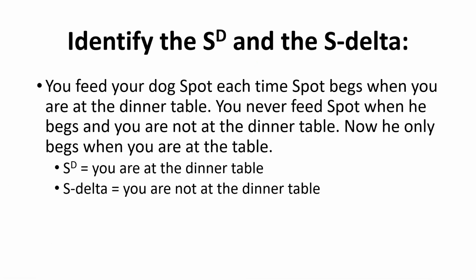Okay, so let's walk through a couple of examples outside of the lab. You feed your dog Spot each time Spot begs when you're at the dinner table. You never feed Spot when he begs and you are not at the dinner table. Now he only begs when you are at the table. So the SD here would be that you're sitting at the dinner table. S delta would be any situation where you're not at the dinner table.